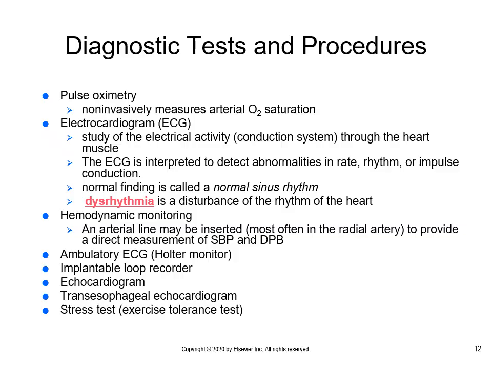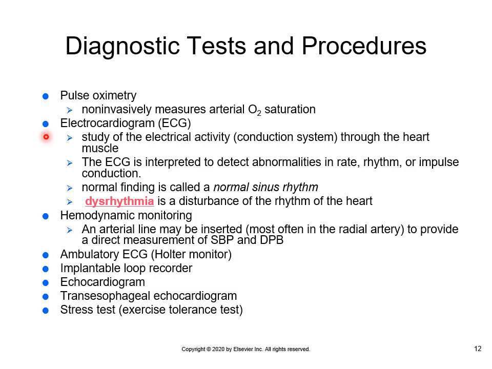Diagnostic testing and procedures. When the patient is complaining of shortness of breath or chest pain, then we will start with checking their vital signs, and then including their pulse oximetry, right? Pulse oximetry, this is non-invasive and this measures the oxygen saturation in the blood, right? So what we want to see again is like 95 to 100 if there's no chronic respiratory issues.